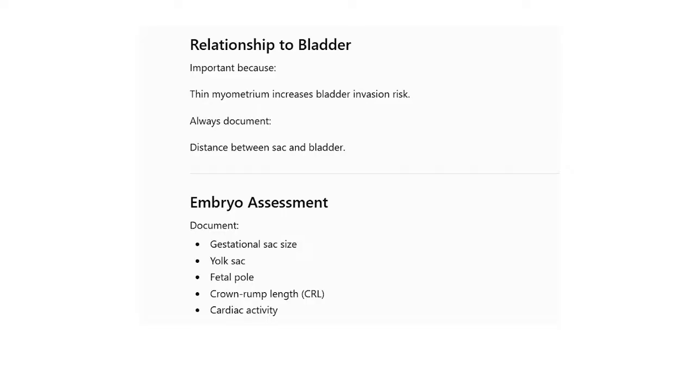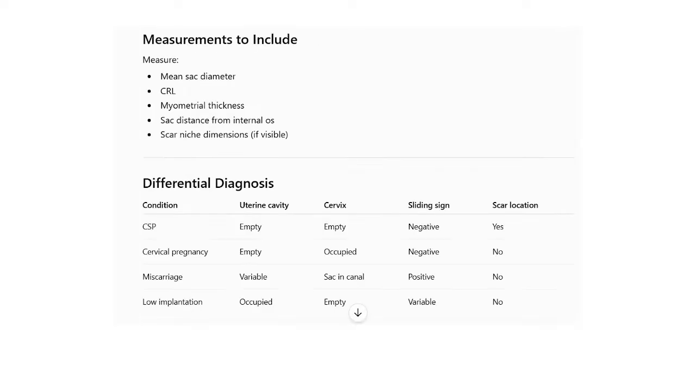The embryo assessment: document the gestational sac size, the yolk sac, the fetal pole, the crown rump length, and the cardiac activity. The measurements to include are the mean sac diameter, the crown rump length, the myometrial thickness, the sac distance from the internal os, and the scar niche dimensions if visible. Most of the time the niche will not be visible.